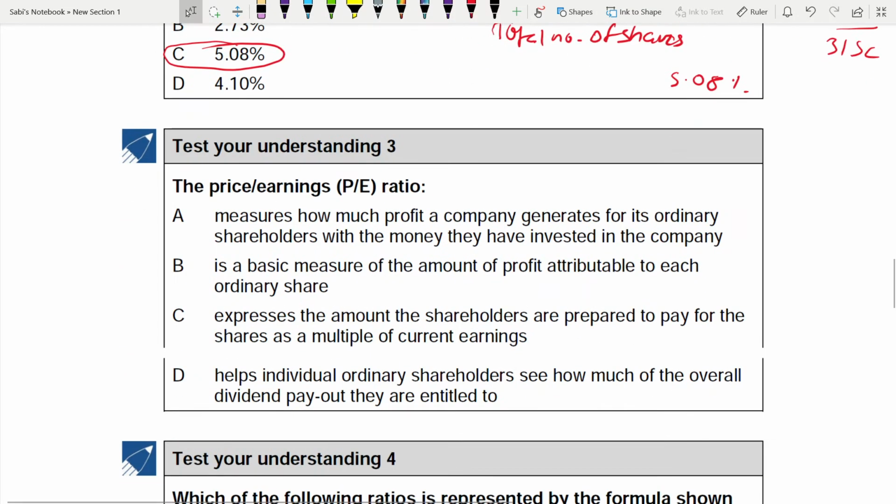Coming to number 3, test your understanding. Number 3, the price earnings ratio, PE ratio. Okay. What is the right answer? Measures how much profit a company generates for its ordinary shareholders with the money they have invested in the company. Is it? No. Is the basic measure of amount of profit attributable to each ordinary share? No. Expresses the amount the shareholders are prepared to pay for the shares as a multiple of current earnings. Looks right. Let's go and read.